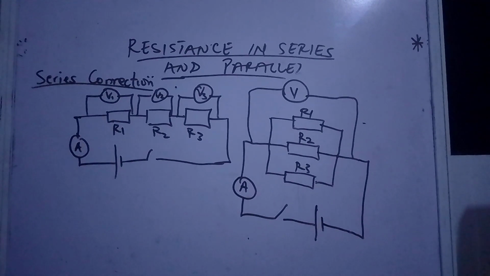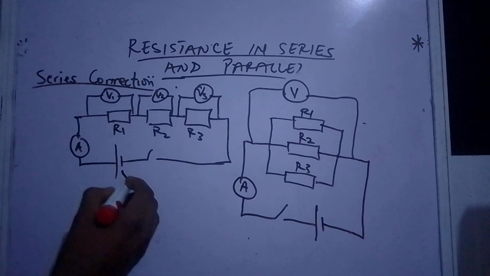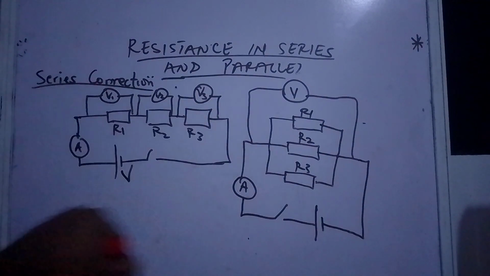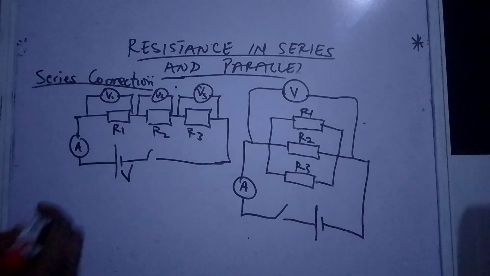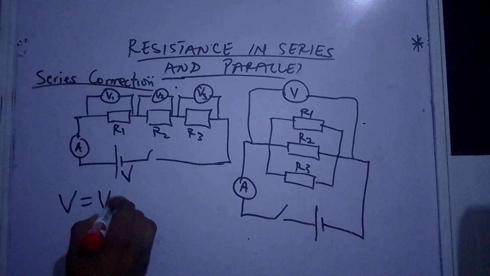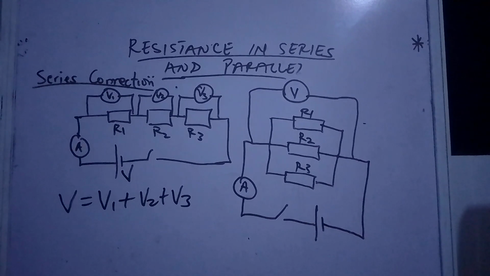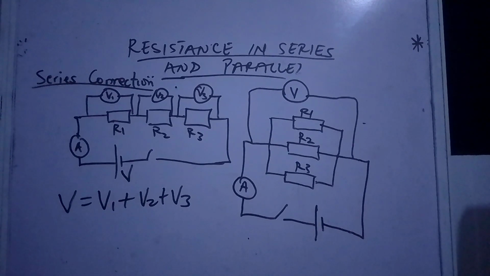Since we said that their V is different, it means the total voltage of this circuit equals V1 plus V2 plus V3. It's just that V splits into 3. So we are going to have V equals V1 plus V2 plus V3. In that case, let's go into Ohm's law. Since in Ohm's law we said V equals IR.